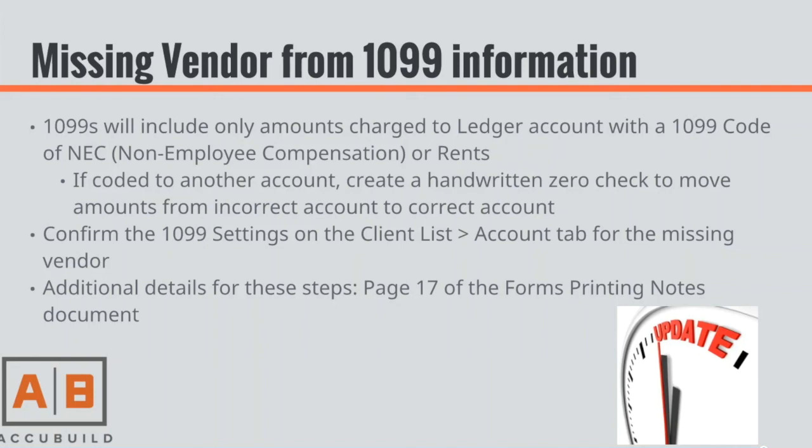The second reason why a vendor may be missing comes from incomplete information on the vendor record. Go to either Clients, or Payables, Vendor and confirm that 1099 information is complete on the Account tab. Any vendor marked as a corporation will be excluded from the 1099 report. Also, vendors with less than $600 in payments will be excluded from receiving a 1099.